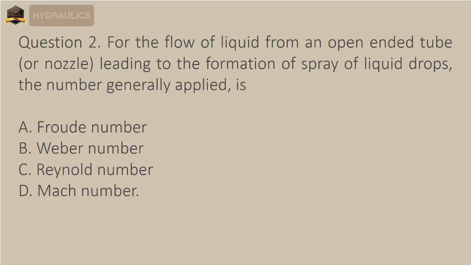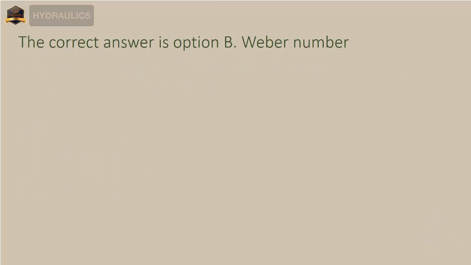Question 2. For the flow of liquid from an open-ended tube or a nozzle leading to the formation of spray of liquid drops, the number generally applied is A. Froude number. B. Weber number. C. Reynolds number. D. Mach number. The correct answer is option B, Weber number.